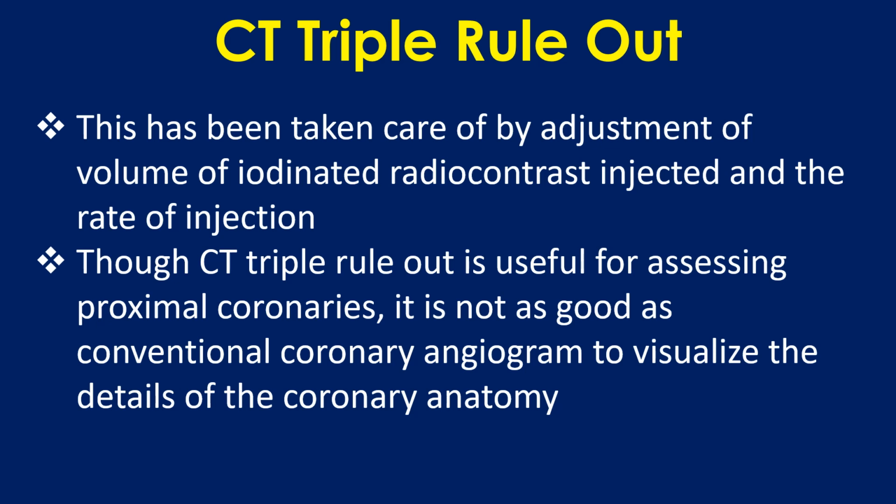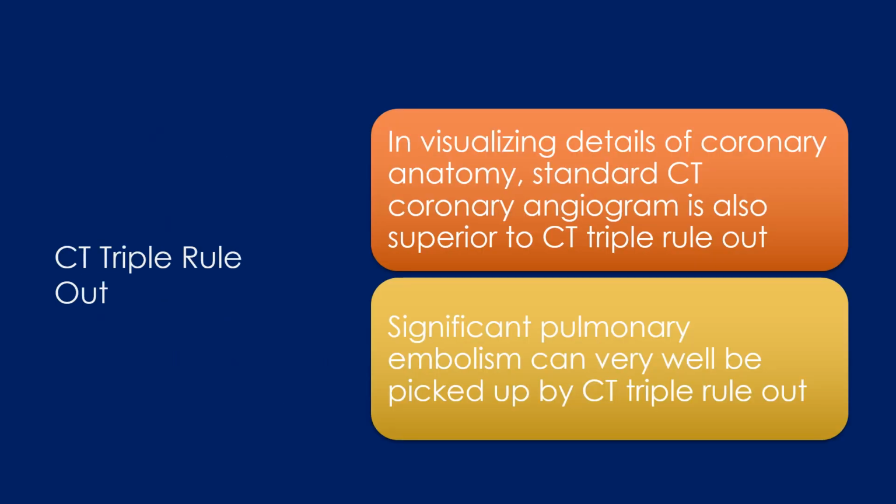Though CT triple rule out is useful for assessing proximal coronaries, it is not as good as conventional coronary angiogram to visualize the details of coronary anatomy. In visualizing details of coronary anatomy, standard CT coronary angiogram is also superior to CT triple rule out. Significant pulmonary embolism can be very well picked up by CT triple rule out.